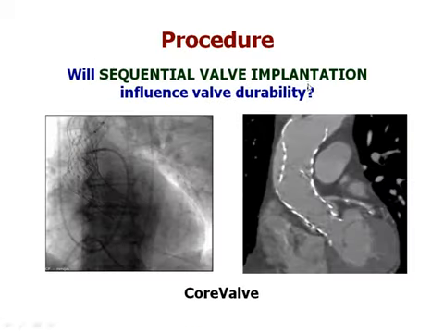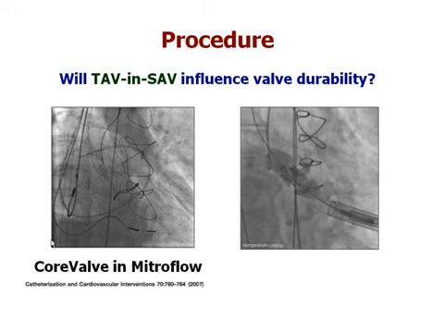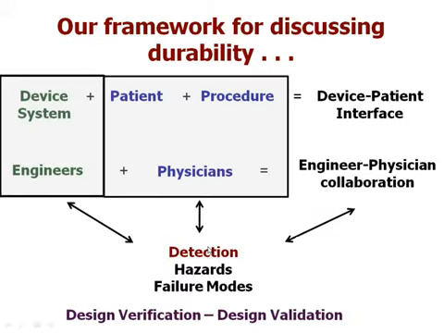Will sequential valve implantation influence valve durability? That is 2 valves in series. Will a transcatheter aortic valve and a surgical aortic valve, a TAV and SAV, influence valve durability? On the left side, we have a CoreValve and a mitral flow. On the right side, we have a Sapien and a Paramount, performed by Professor Walther at Leipzig. So there are a number of questions at different aspects of the procedure where we can ask ourselves, is that practice going to impact durability?